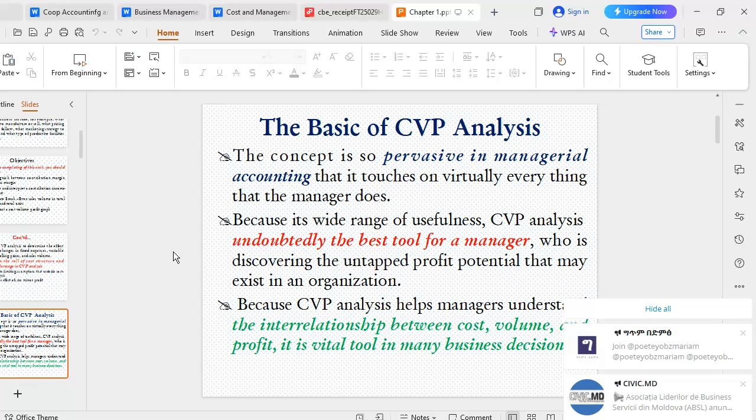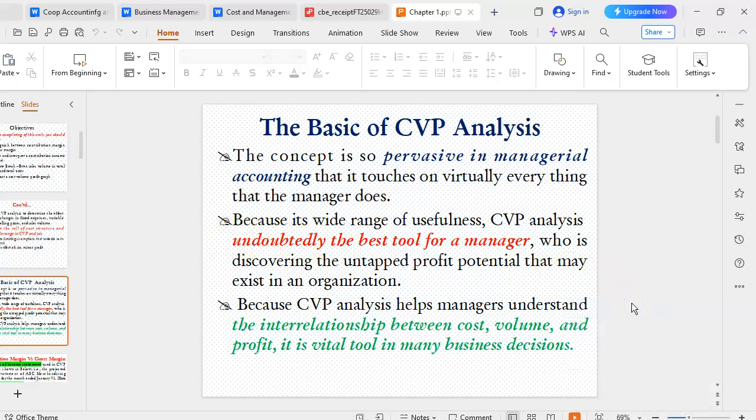It is very important for every manager of the organization who is discovering the untapped profit potential that may exist in an organization, because CVP analysis helps managers to understand the interrelationship between those three elements. That means cost, volume, and the profit. It is a vital tool in many business decisions.